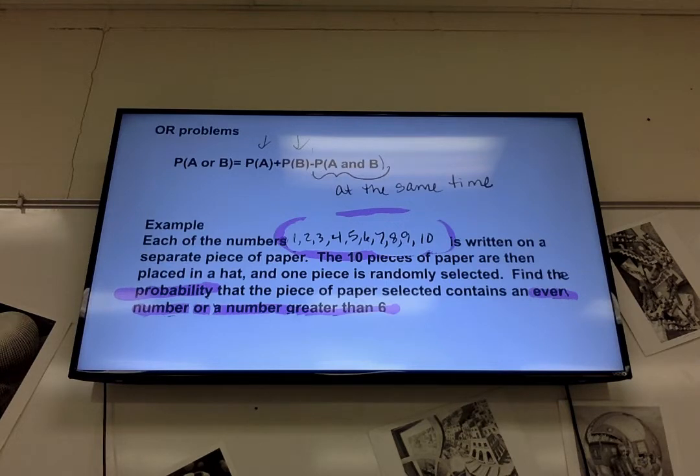Or problems are super easy to figure out because they actually have the word or in them. So it's like, oh, this is an or problem. And problems, not so much. When we get to and problems, they don't often have the word and. Sometimes they do, but not often.